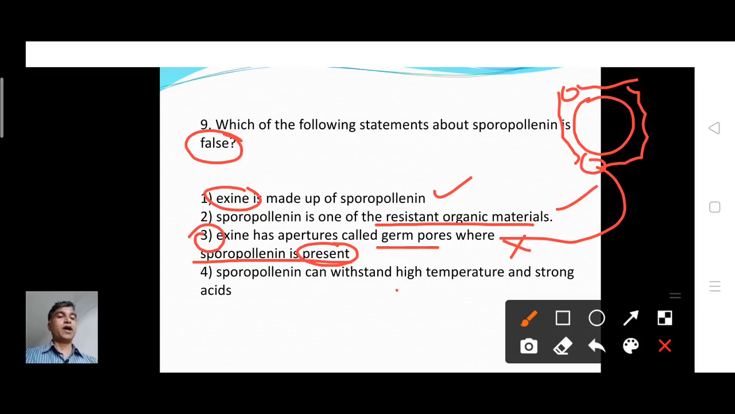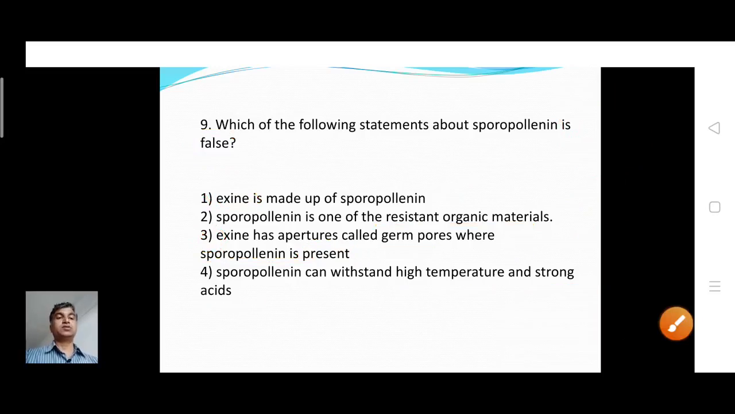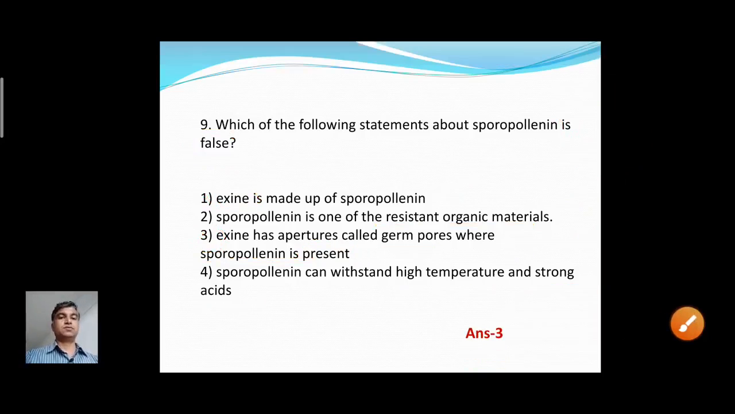Sporopollenin can withstand high temperature and strong alkali or strong acid. This is also correct one. Here the statement 3 is the incorrect one. Answer is the third. Is this clear?